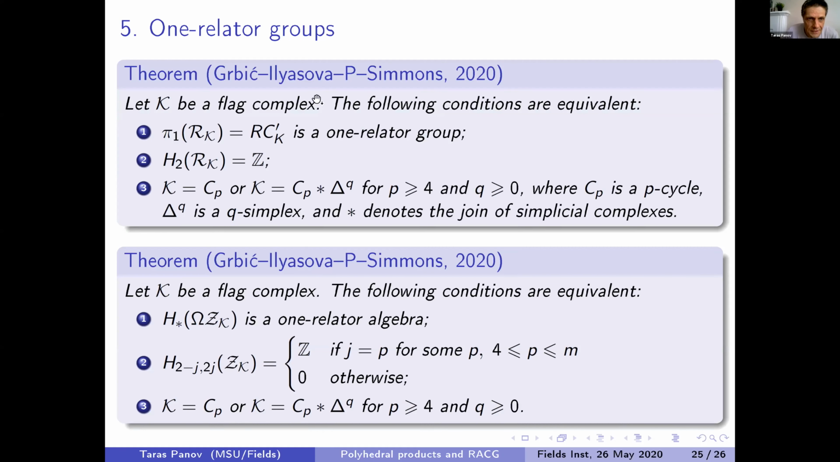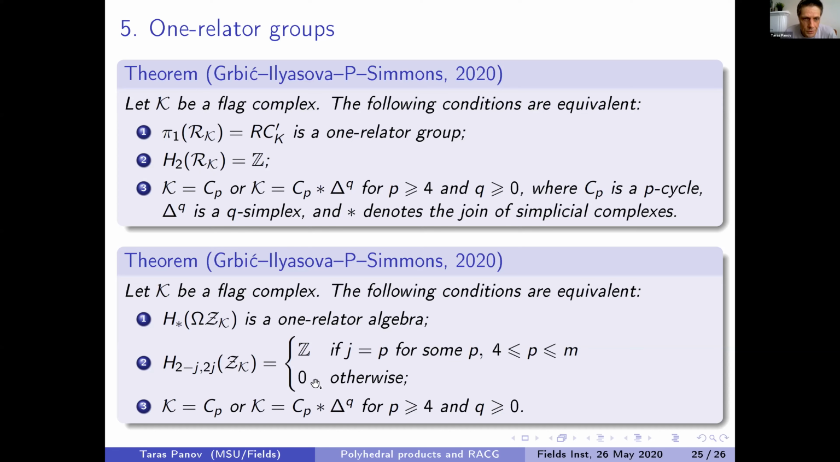One is a group theoretical one. It characterizes the simplicial complexes for which the commutator subgroup in the right angle Coxeter group, or you can do an arbitrary graph product, is a 1-relator group. It's basically a cycle, and you can join with a simplex. That's all you can do. It also has a homological characterization in terms of second homology groups.